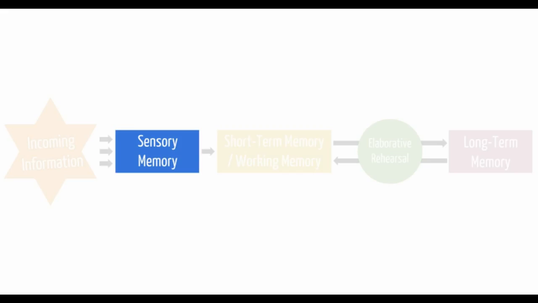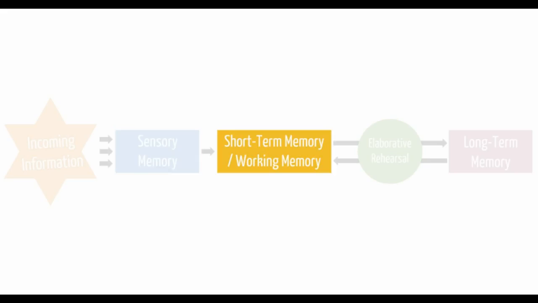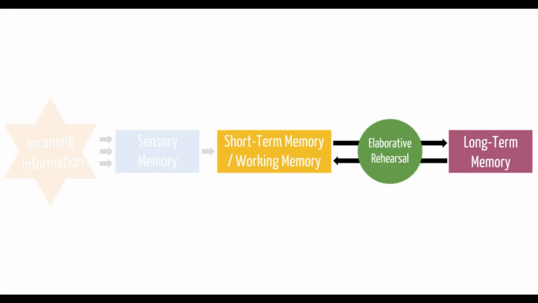If we decide to pay attention to certain stimuli, it moves into our short-term memory, also known as our working memory, as it's the place where we process information. In order for information to be stored in our long-term memory and formally learned, the information must be elaborated on through rehearsal to consolidate the new data.